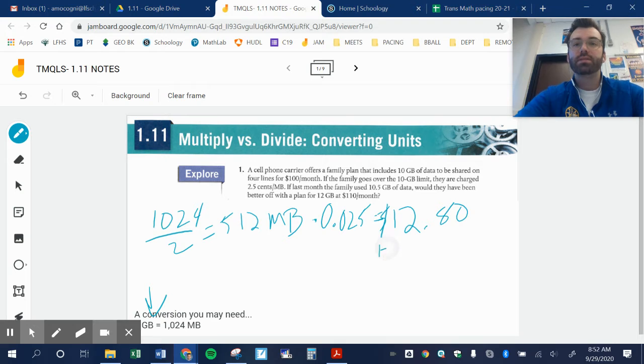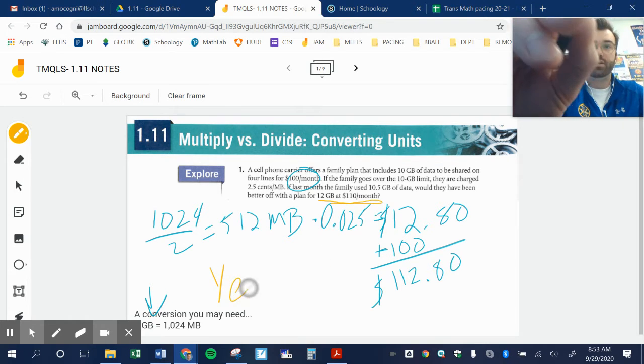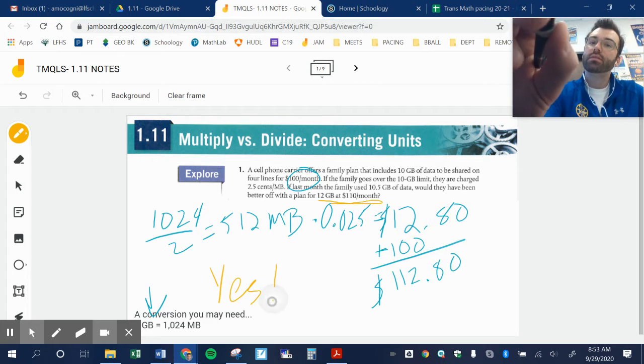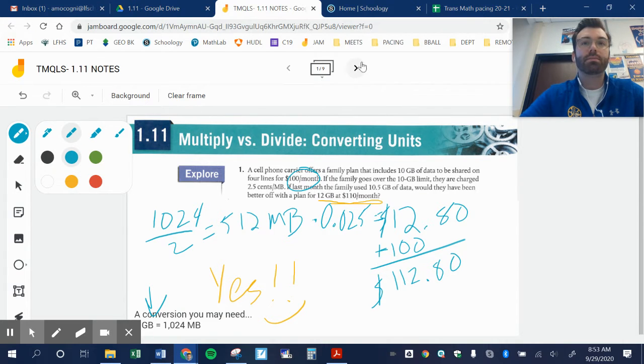So plus the $100 that I already owed, that's $112.80. Would I have been better off going with the 12 gigabyte plan per month? Yes, I would have been, because I would have saved myself $2. So you would just say yes.